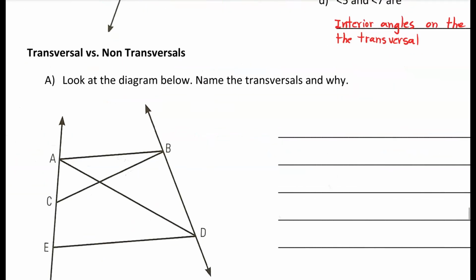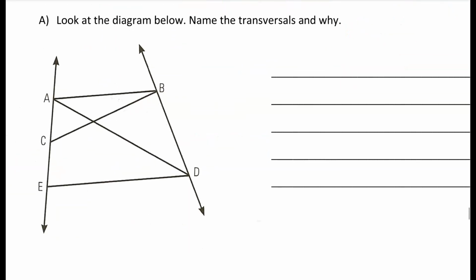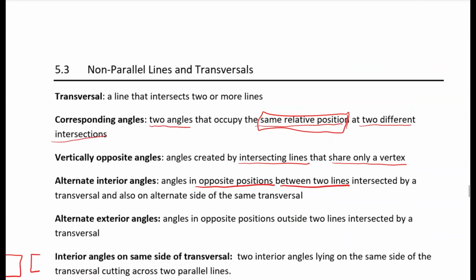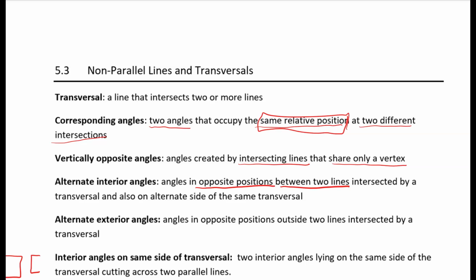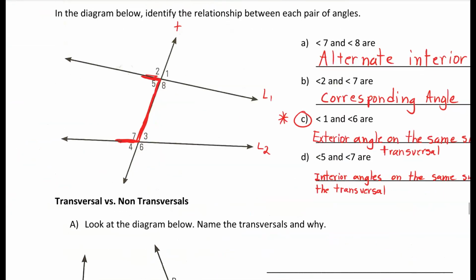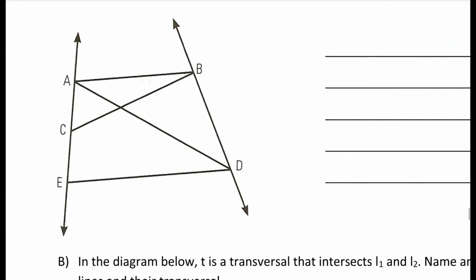Now we're going to go over to part A here where it says transversals versus non-transversals. So look at the diagram below. Name the transversal and why. Look back to the previous page with the definitions of what a transversal is. A transversal is a line that intersects two or more lines. So we're trying to find a line that is going to intersect two or more lines.